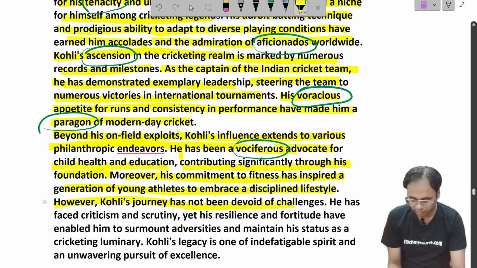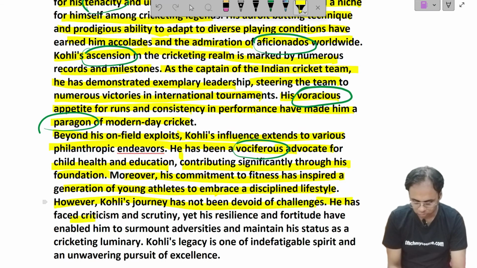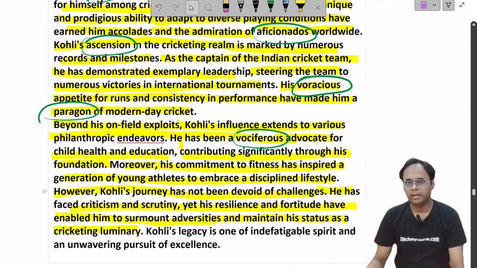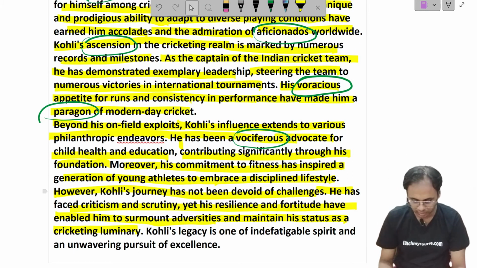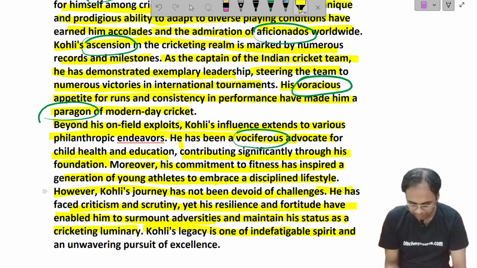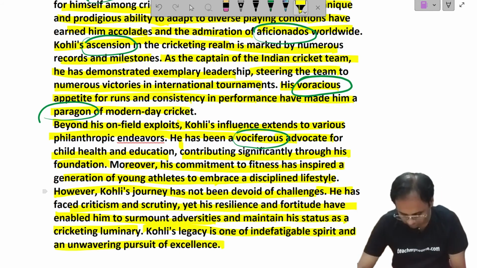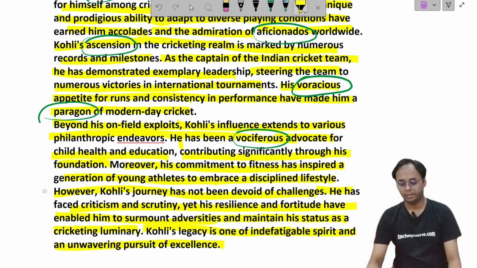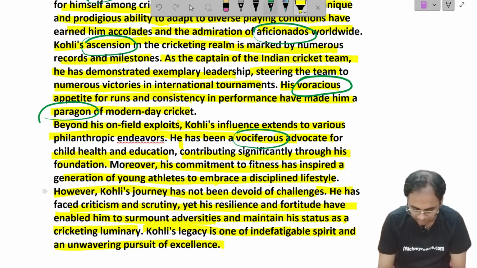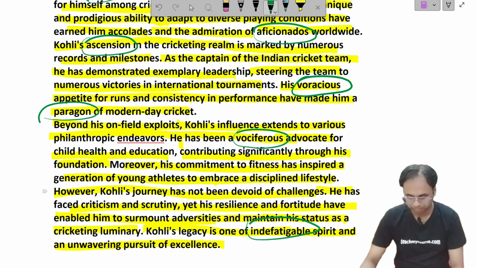However, Kohli's journey has not been devoid of challenges. He has faced criticism and scrutiny, yet his resilience and fortitude have enabled him to surmount adversities and maintain his status as a cricketing luminary. Luminary means he is lighting up the surroundings. People give examples of him, he can be idealized. Kohli's legacy is one of indefatigable spirit and an unwavering pursuit of excellence. So indefatigable means a never-say-die spirit. He never gives up.